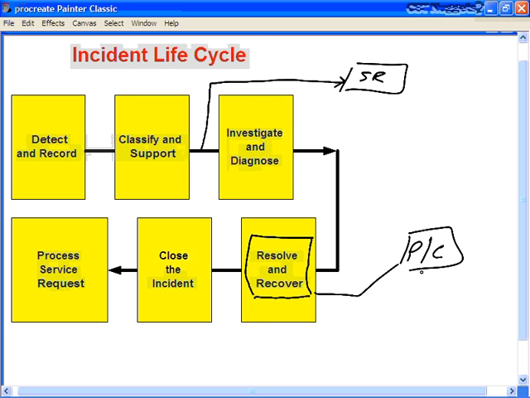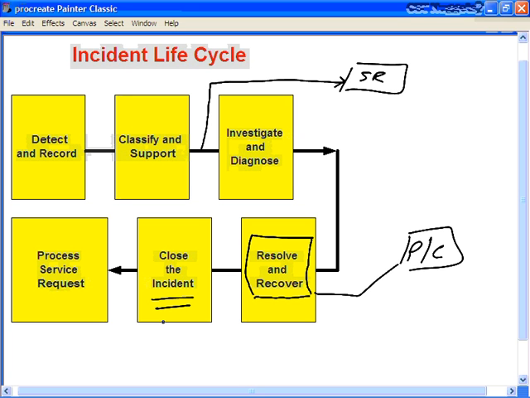So there has to be some type of resolution here. Once that's put in place, then we've got closure. Everybody wants closure, in a relationship, in life, and of course in incident life cycles. The users are asked if they're satisfied with the solution, and then you close the incident. There may be some follow-up, maybe through a survey or a questionnaire, to help improve this process.